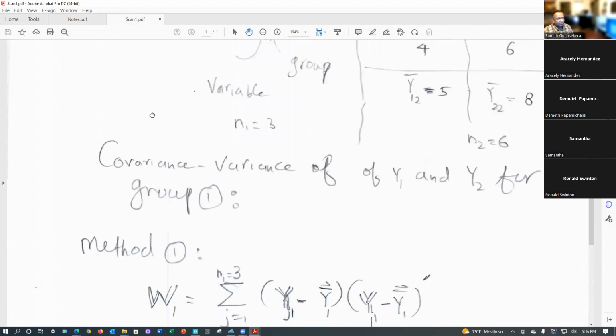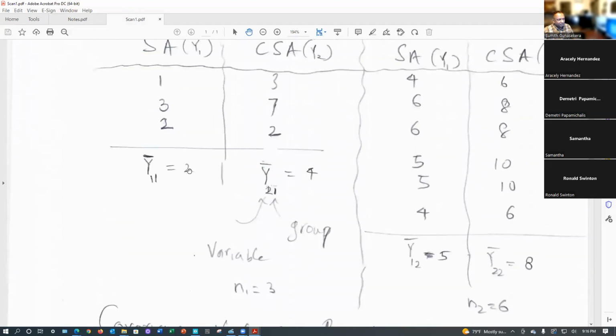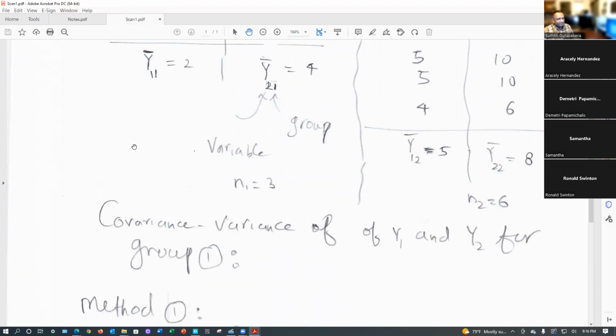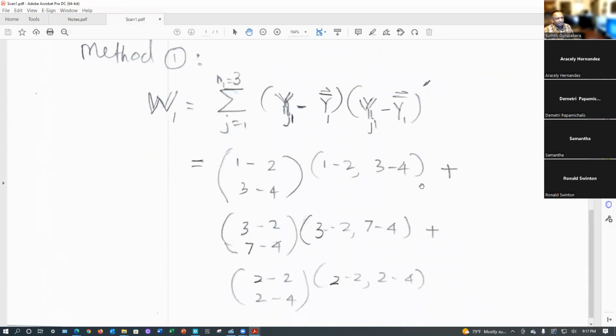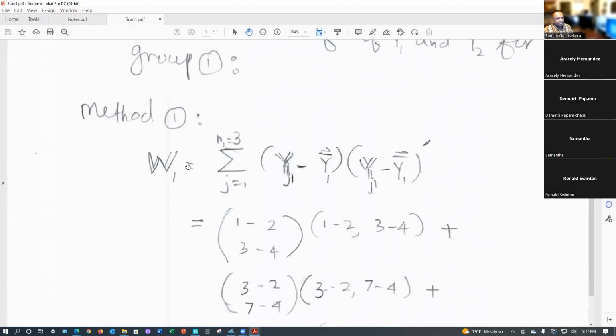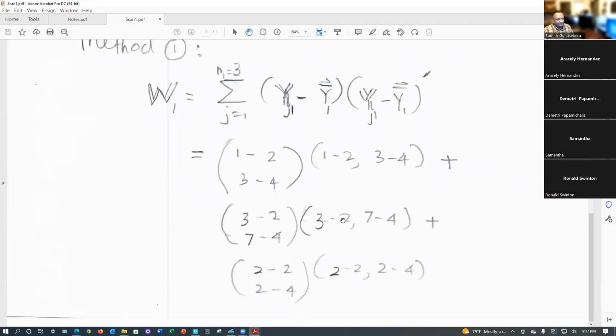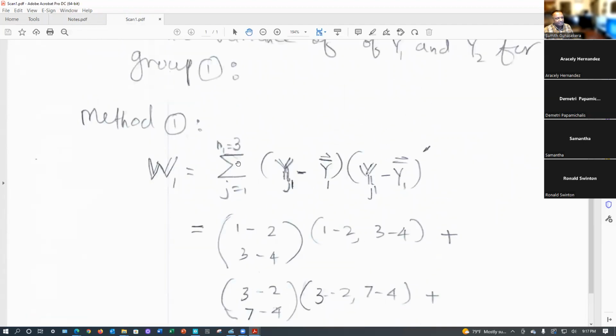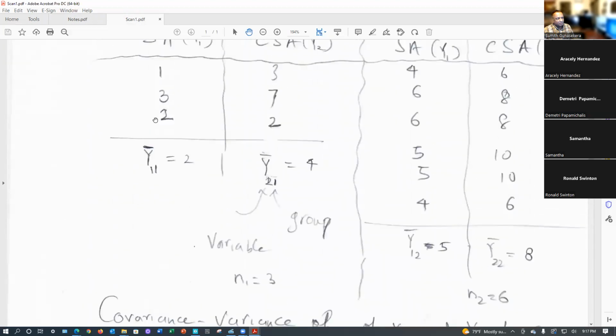1 minus 2, 3 minus 4 for the first individual, plus, and do the same thing with it: now this guy is a transpose, I use the transpose of the same guy, plus, I go to the second individual, but he has two entries, two variables, two scores or two observations, 3 minus 2, 7 minus 4. Then take its transpose. Plus, then go to the third entry. 2 minus 2, and the entry 2 minus 4.